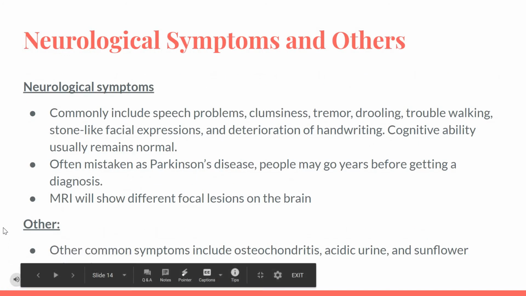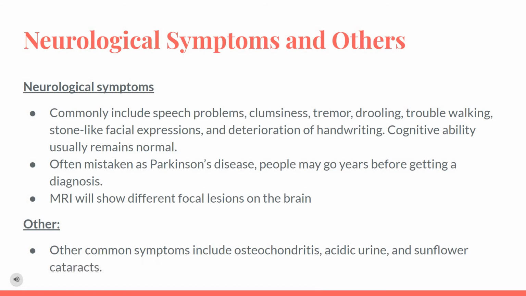The next most common symptom a person with Wilson's disease may experience is neurological symptoms. Usually these are speech problems, clumsiness, a tremor, drooling, trouble walking, stone-like facial expressions, or deterioration of the handwriting. None of these are really cognitive. They don't affect a person's ability to be coherent or understand things. It's more like Parkinson's disease, where it's physical.